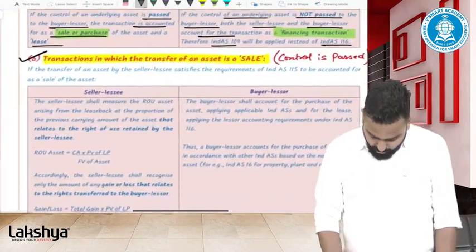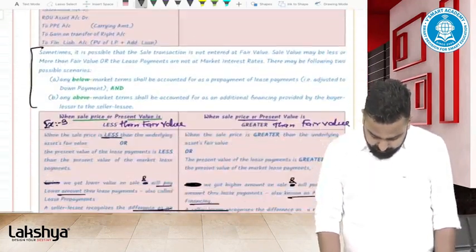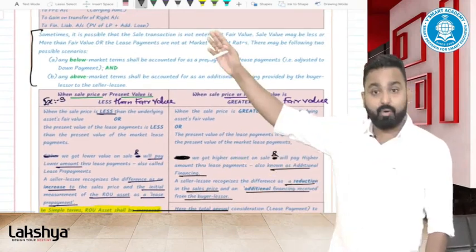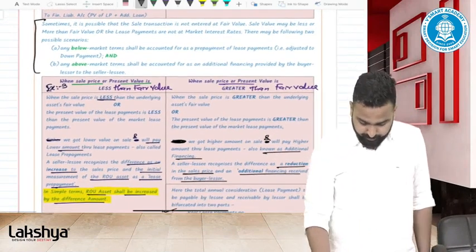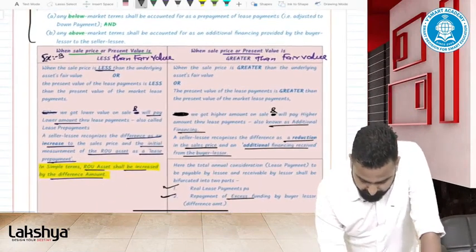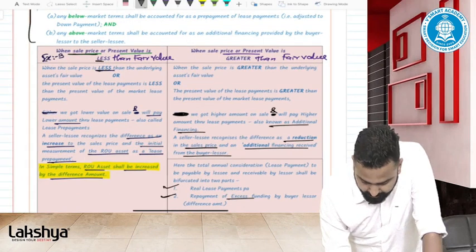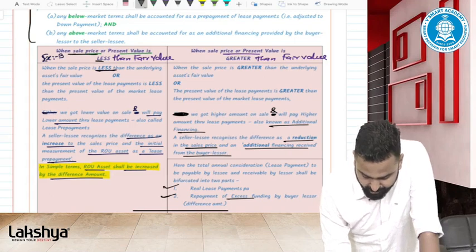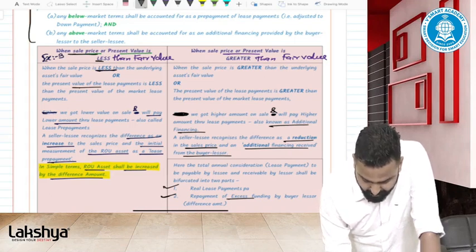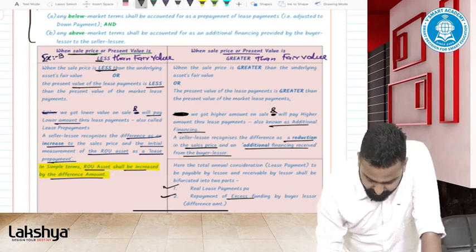Come here to read the points. When the sale price is less than the underlying asset's fair value, the present value of the lease payment is less than the present value of market lease rent.